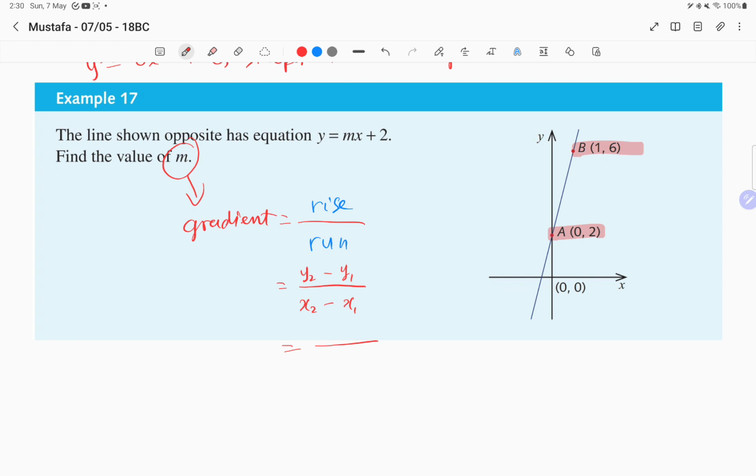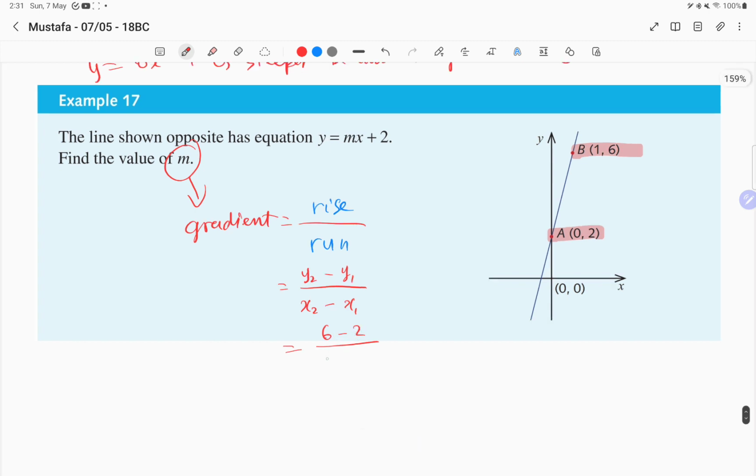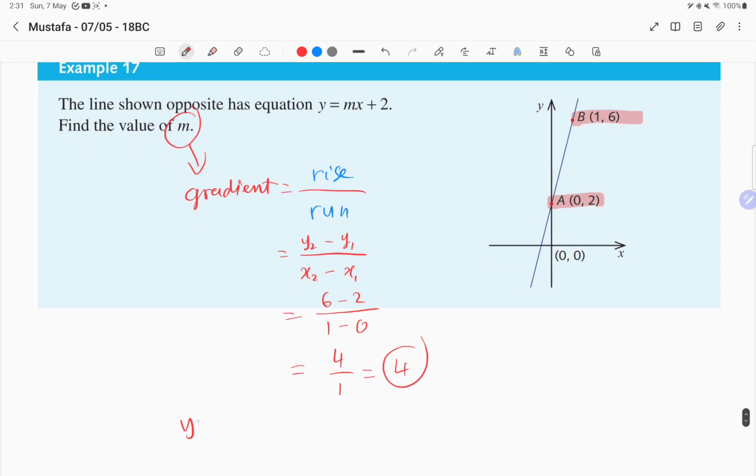Y2 is 0? No. Alright, 2. No, 6 and 2. So 6 minus 2, and then the x value is? 1 and 0. So the gradient is? 4 over 1. Which is 4. Okay, so which means that this equation will be y equals 4x plus 2.